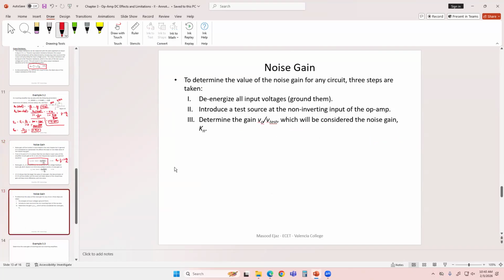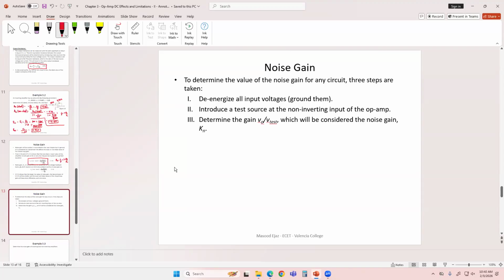How do we calculate the noise gain of any circuit? You have to go through 3 steps. First, you de-energize all the input voltages. Input voltages are the voltages connected to the inverting and non-inverting inputs, pin 4 and pin 3. We are not discussing the biasing voltages; biasing voltages are not input voltages. De-energize means you put both of them to ground.